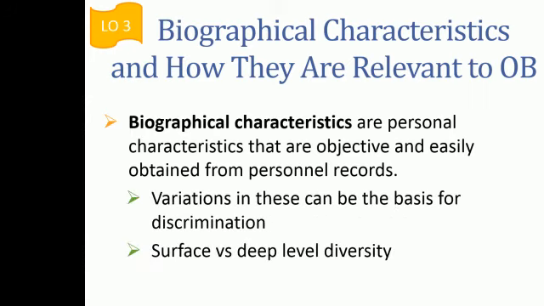So we're going to start talking about biographical characteristics. These are things that are objective and they're easily obtained from personnel records. These are also things that you can see. So we're talking about things like race and age and sex. These are things that are readily observable with your eyeballs. And oftentimes these are the variations that can be basis for discrimination. We're going to talk about the different types.